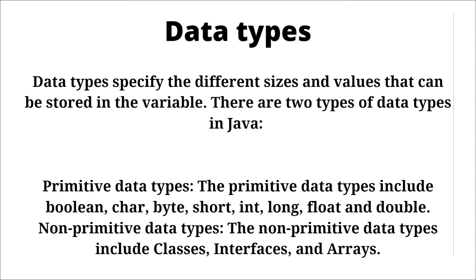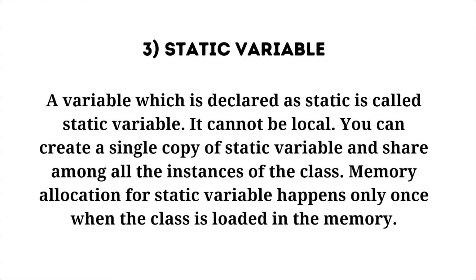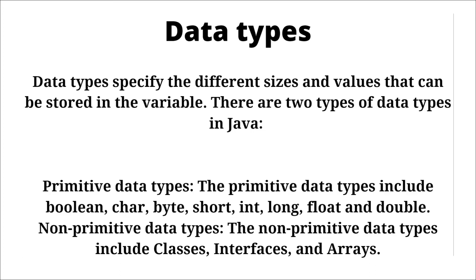So after that, let's talk about data types. Guys, first of all, I just want to end with the variable, and I know that things are hard, but don't worry about that. We will definitely clear things up in programs, and we will learn very easily in the programs. So now, data types. Data types specify the different sizes and values that can be stored in the variable. There are two types of data types in Java: primitive data types and non-primitive data types.